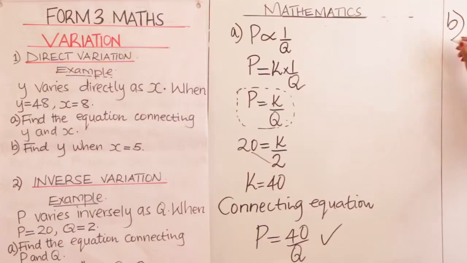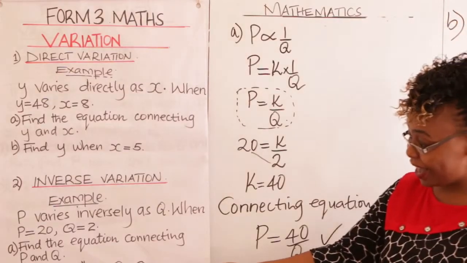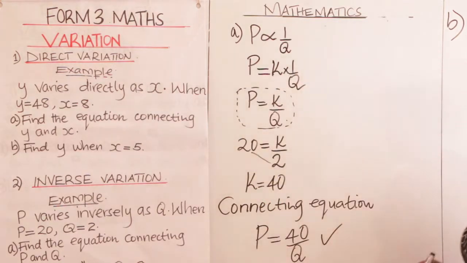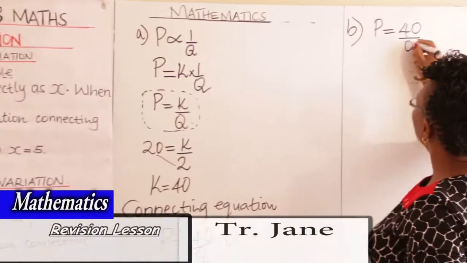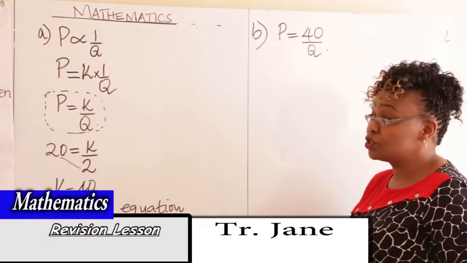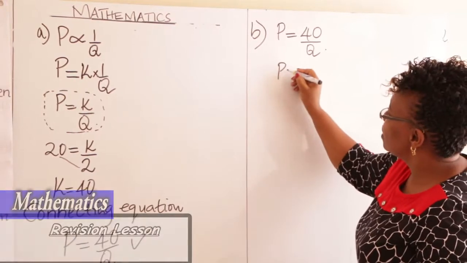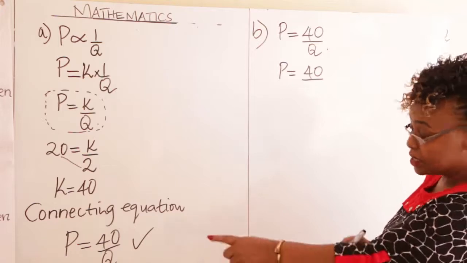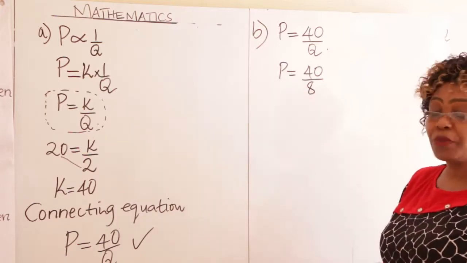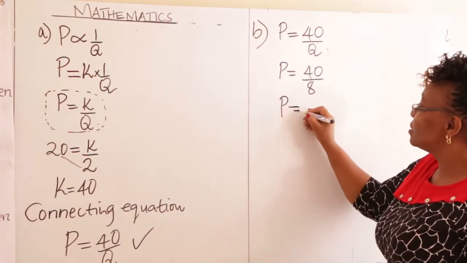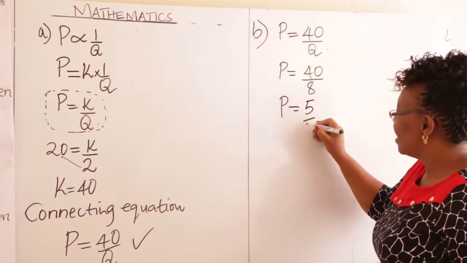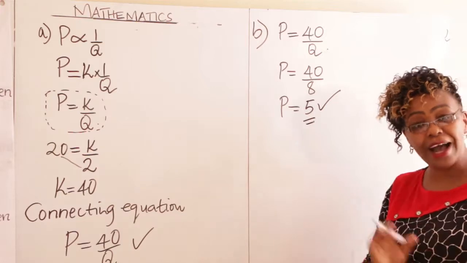We go to part b. Find P when Q is 8. With the connecting equation, you will be able to get this. So, what is P when Q is 8? You put 8 there. And so, learner, P is equal to what? 40 over 8 gives us 5. And that is our answer.